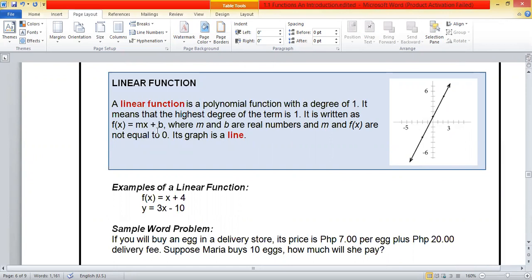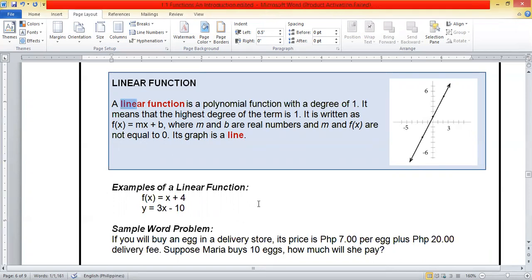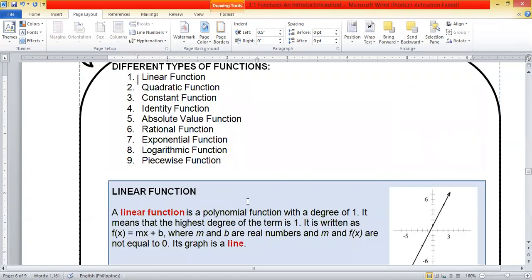It is written in slope-intercept form, f of x, which is also equal to y, is equal to mx plus b, where m and b are real numbers and m and f of x are not equal to 0. The graph of a linear function comes from its root word. It is a line.